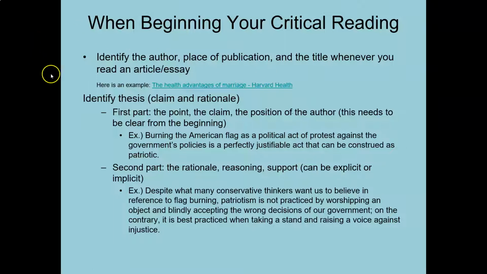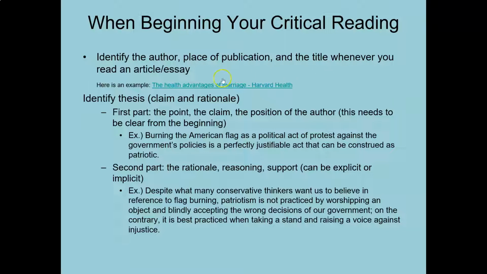So the first thing that you will always want to do whenever you find a source is identify the author. Always know who is the writer of a particular piece of work. The place of publication, that's just kind of like the source, it might be the New York Times, it might be npr.org, and the title of whatever you're using. Now, everything has a title. Even if it's a podcast, it's going to have a title.